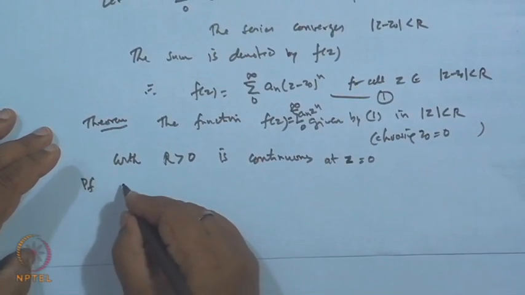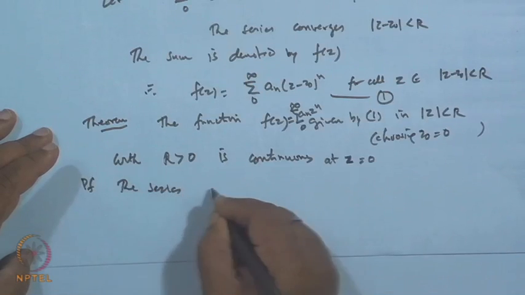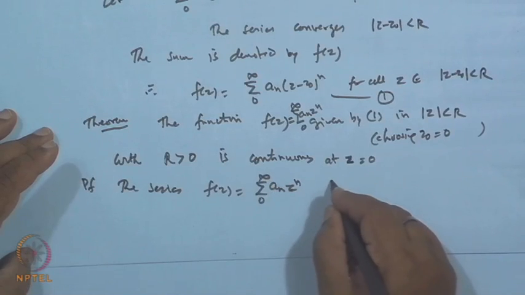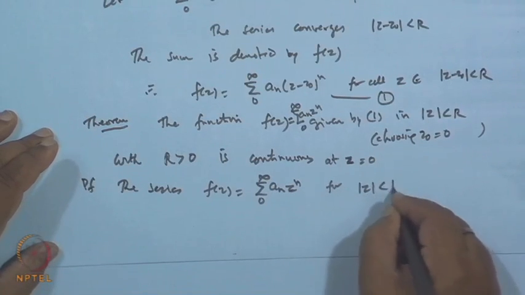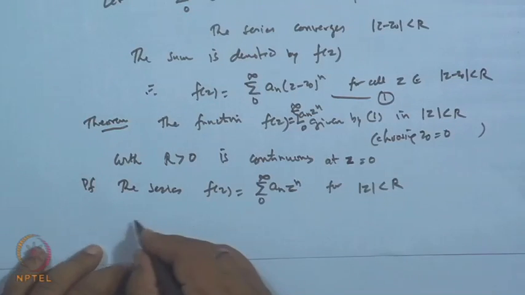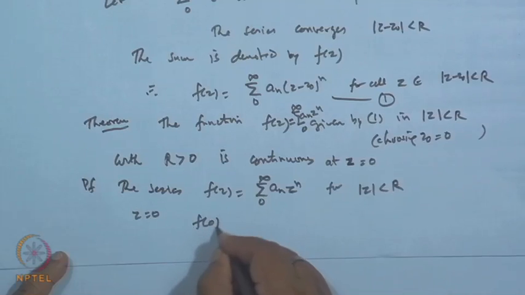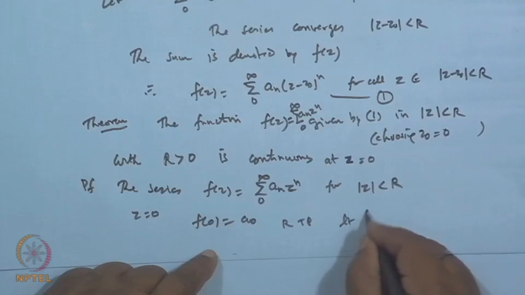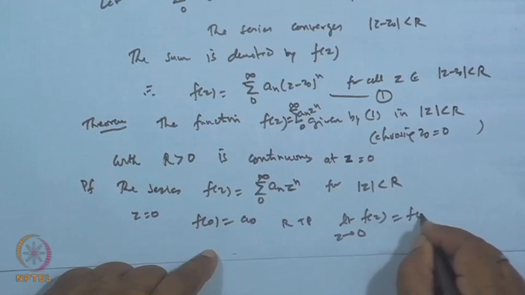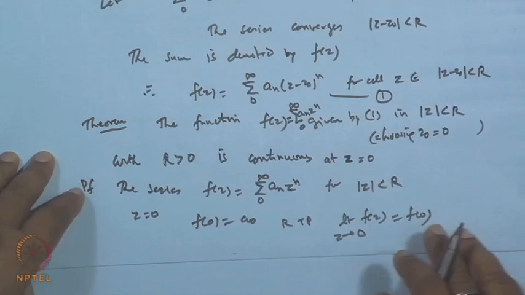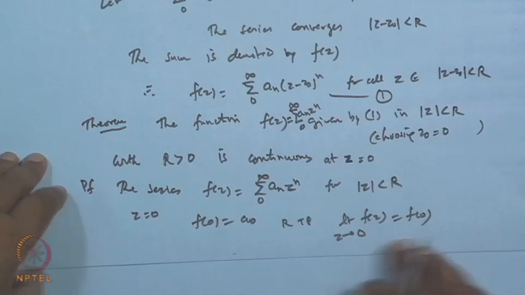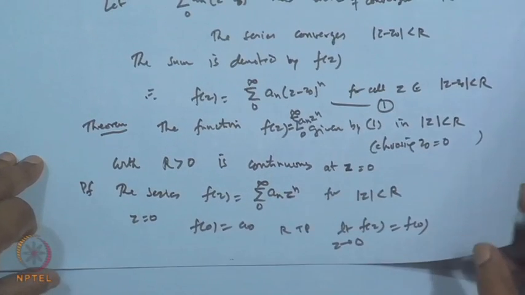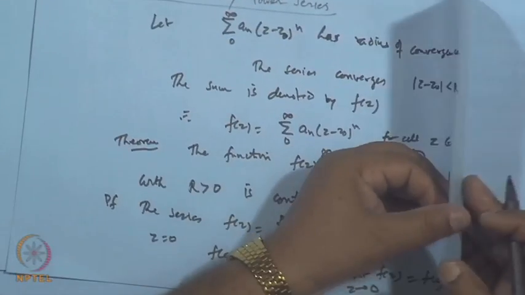Now, the series is giving f(z) = sigma a_n z^n, n from 0 to infinity, for |z| < r. If we take z equal to 0, it means f(0) is a_0. So what is required to prove is that the limit of f(z) as z tends to 0 is f(0). It means for any epsilon greater than 0, we must find a delta such that |z| < delta implies |f(z) - a_0| < epsilon. Then our result is okay, and its continuity follows.